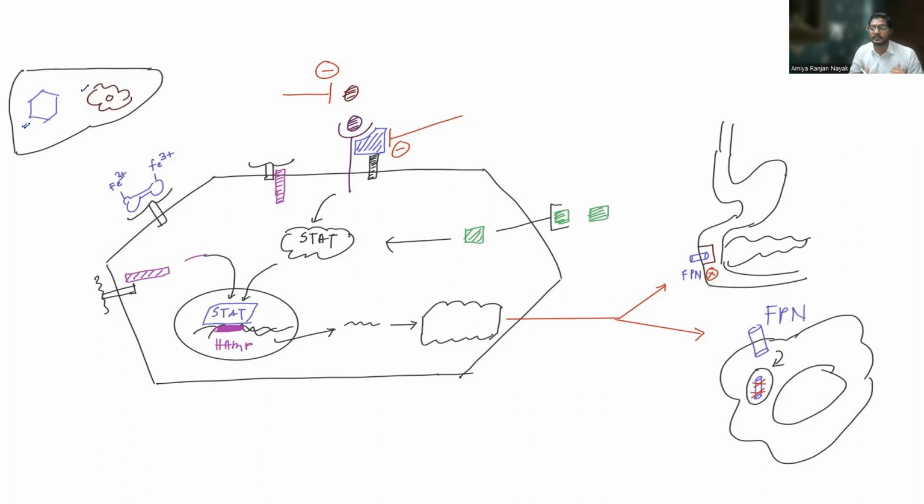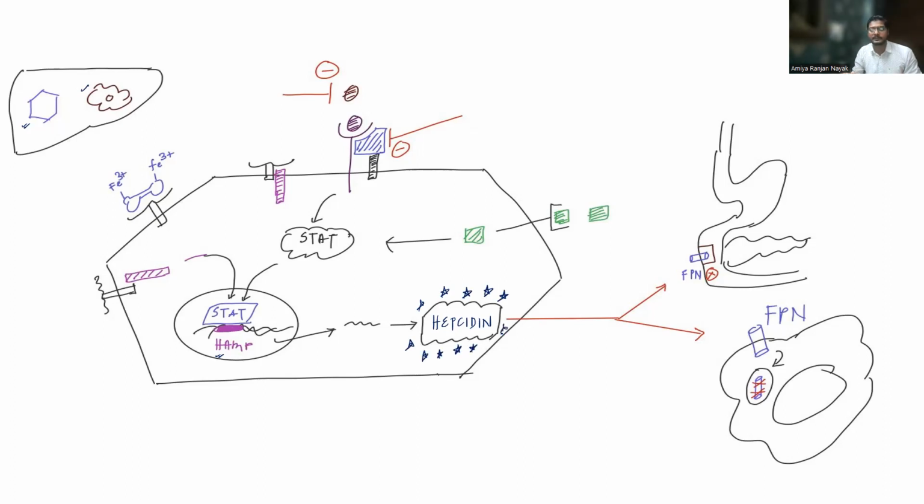iron homeostasis. Okay. So inside the hepatocytes, inside the nucleus, there is a gene that is known as HAMP gene. And the product of this HAMP gene is hepcidin. This is very important. So then we'll understand what is the normal function of hepcidin.